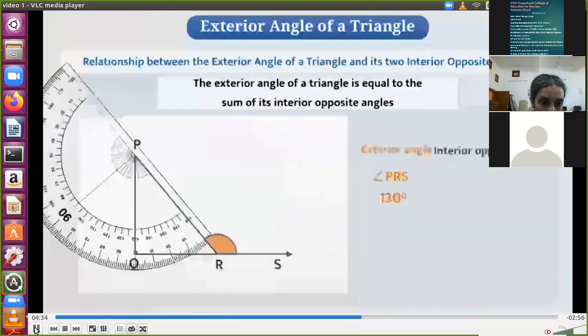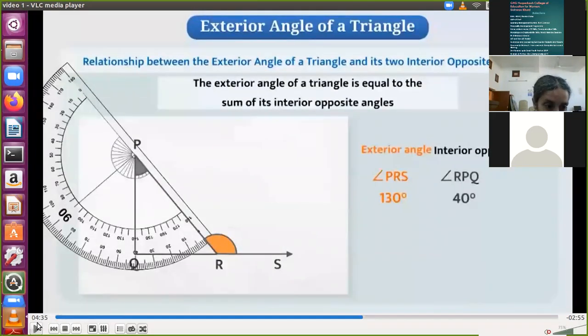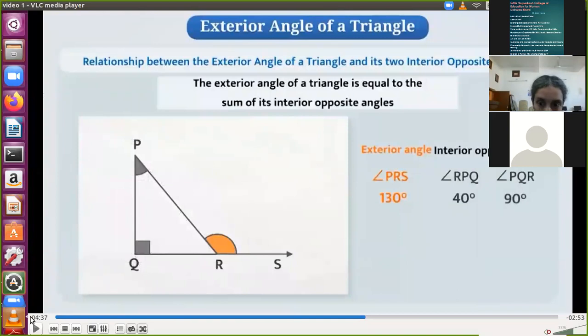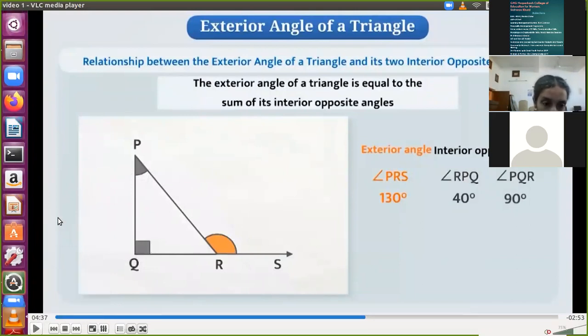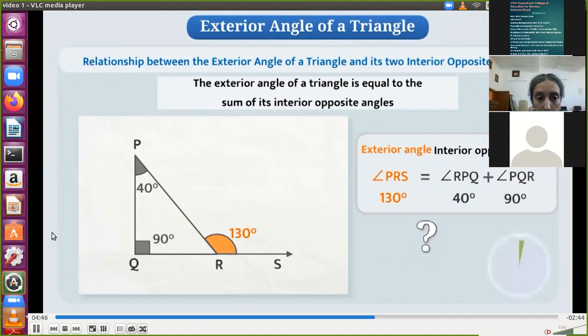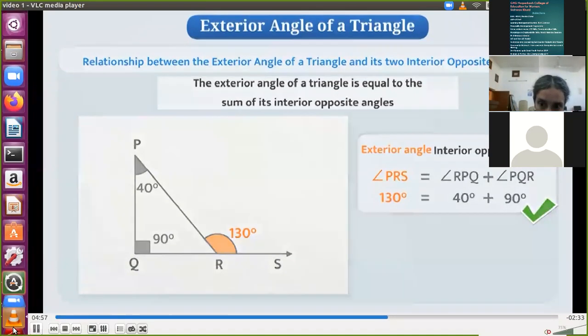And after that, RPQ comes out to be 40 degrees. And after that, we measure the angle PQR, it comes out to be 90 degrees. So when we add these two angles, 40 degrees and 90 degrees, the answer comes out to be 130 degrees. So it again proves the same thing, that the exterior angle is equal to the sum of the interior opposite angles. So this is an activity which again proves the same property which I have told you just now.